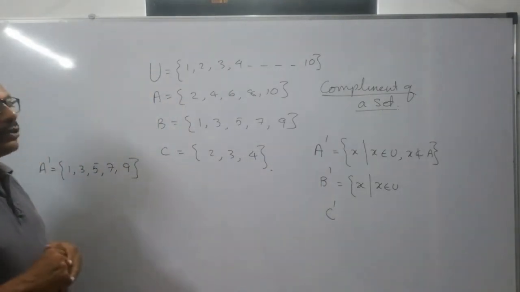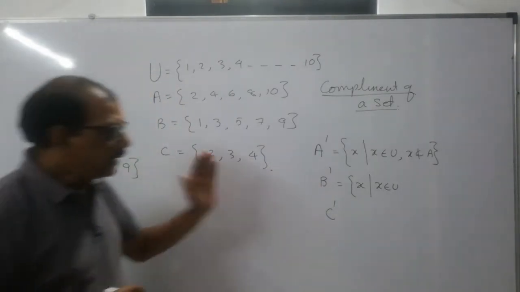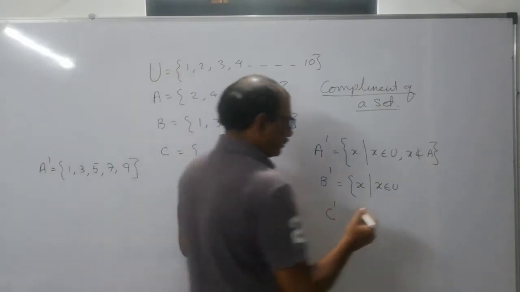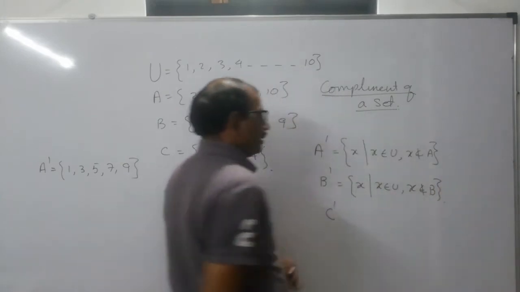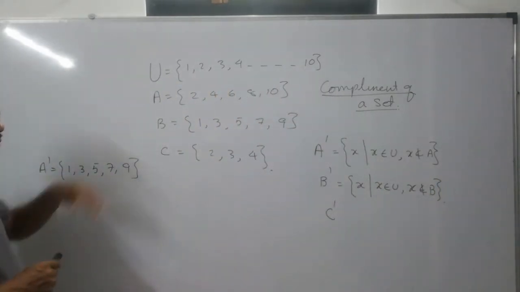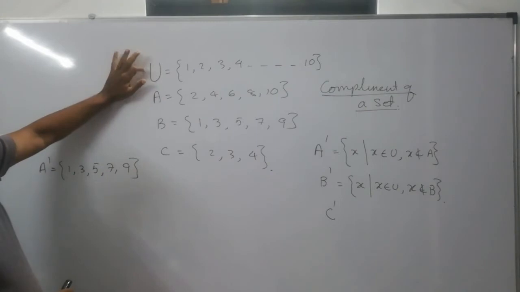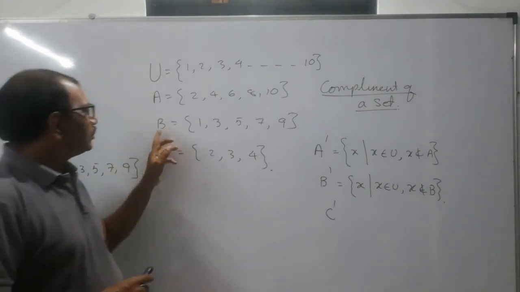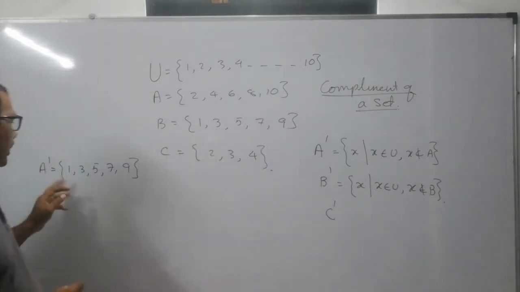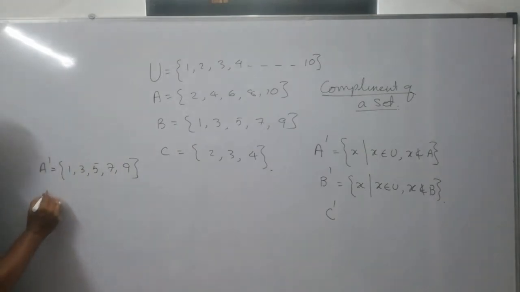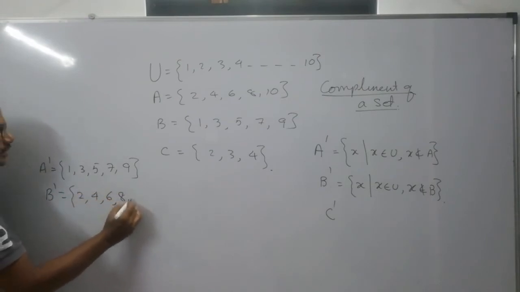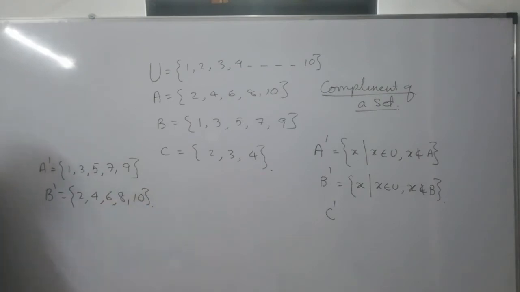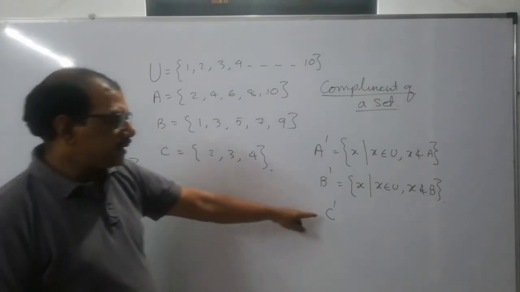Right? That means B complement is a set of all x such that x belongs to u, but x does not belong to B. मतलब all the elements of u, ये u के सभी elements except those which are there in B, because we are calculating B complement. So B complement will be 2, 4, 6, 8, 10. All right. Then comes C complement.